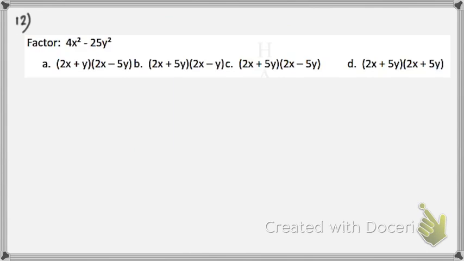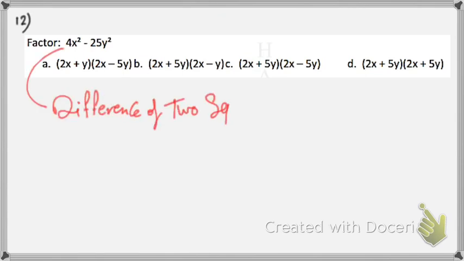Question 12. Factorize 4x squared minus 25y squared. We call this difference of two squares. Why? Because 4 is the product of 2 and 2. x squared is the product of x times x. 25 is the product of 5 and 5. y squared is the product of y times y.